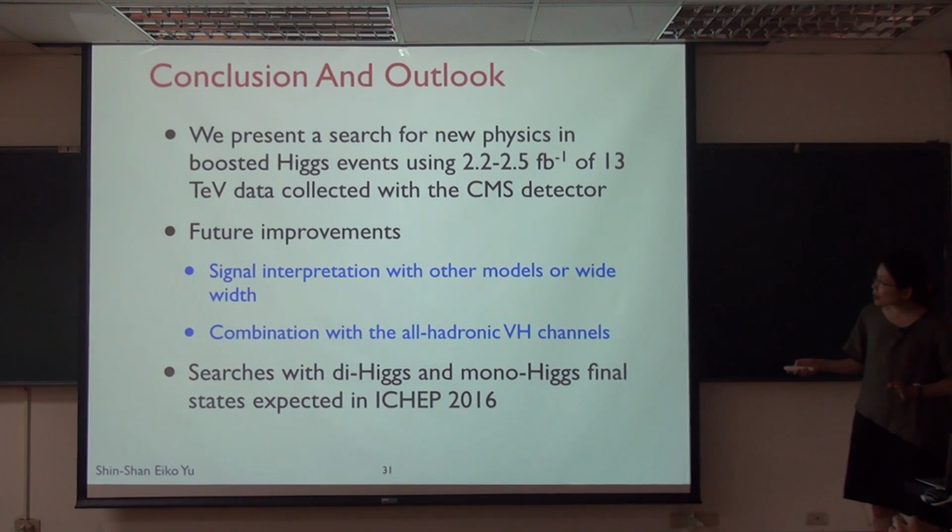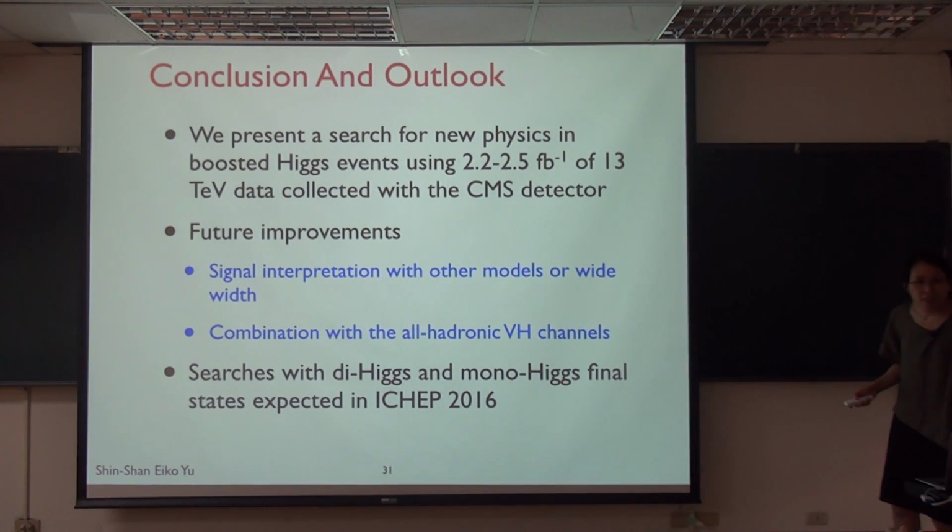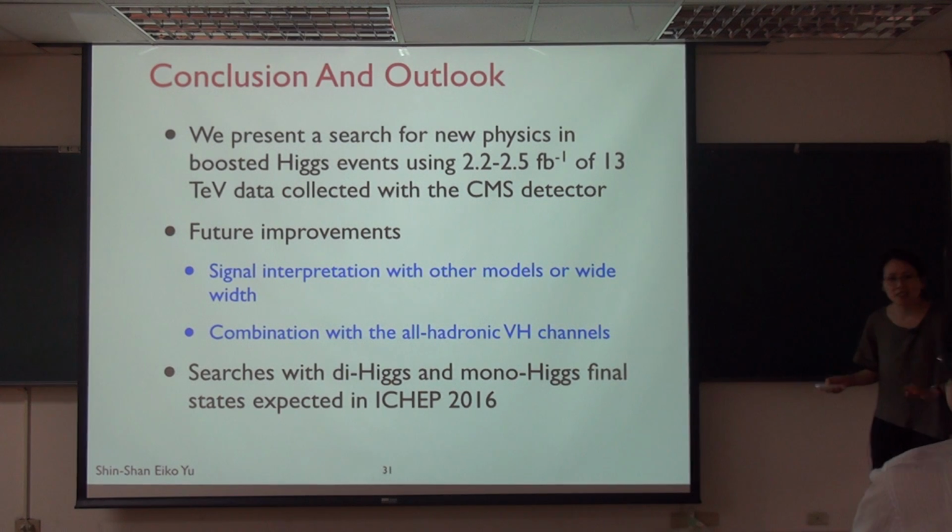At the end, there are also other searches where they look for new particles decaying to two Higgs bosons. Again, we expect to have an update on this di-Higgs and mono-Higgs analysis in the summer conference this year, ICHEP 2016. Okay, so that's it. I don't know if you have questions.